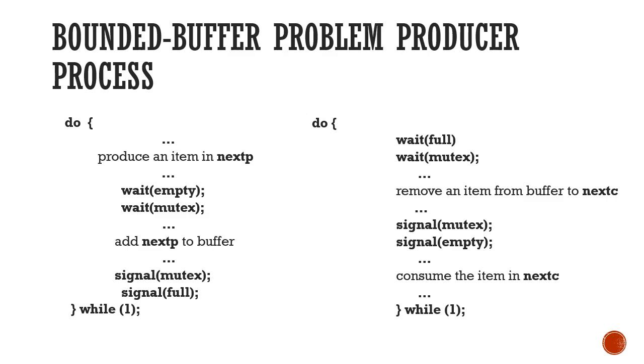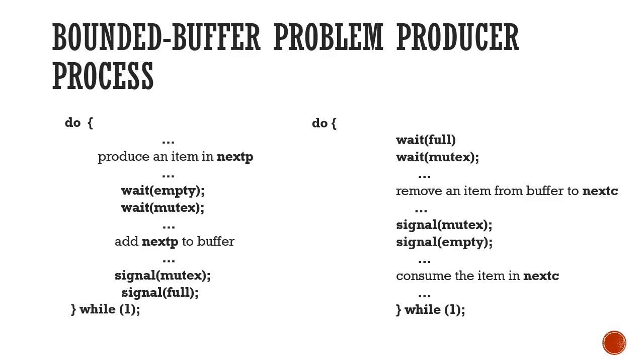Signal. Empty. The consumer signals the empty semaphore, indicating that space is now available in the buffer for the producer to add new items. Consume item. The consumer consumes the item, next. Repeat. This process is also repeated infinitely. Key concepts. Semaphores. Empty. Full. Mutex. Semaphores are used to synchronize the producer and consumer.